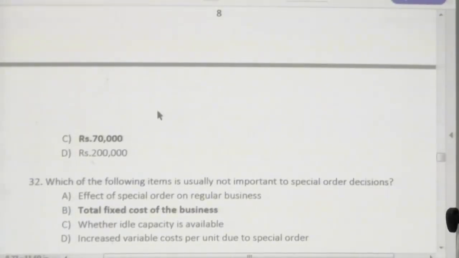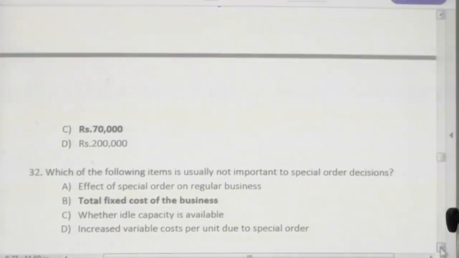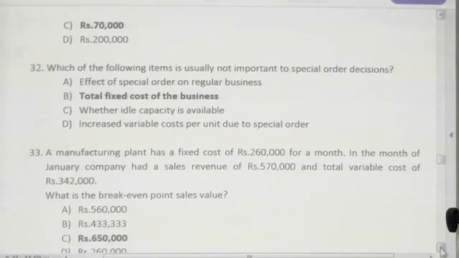You already calculated your total cost, 2,130,000. They have given you the selling price 22 into 100,000 units. Therefore revenue will be 2.2 million. Total cost is 2.13 million. Therefore profit is 70,000. Answer is C. Now let's take question number 32.